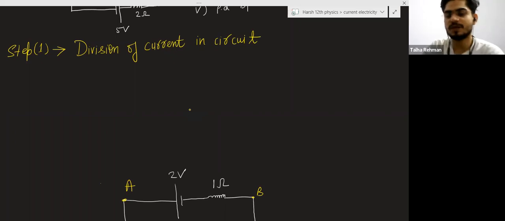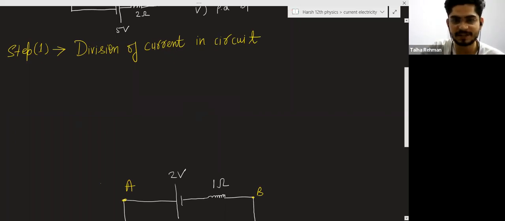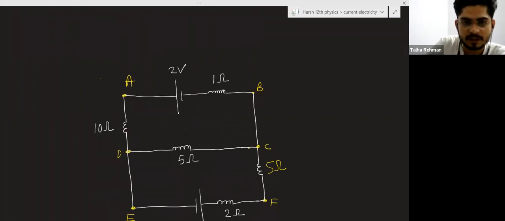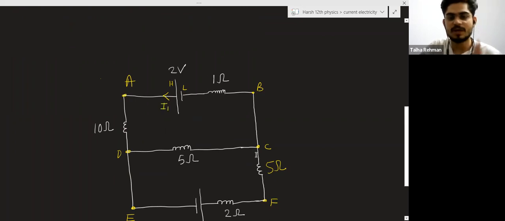You have to assume the current first and divide that current in the circuit. So I am supposing that this is the higher potential and this is the lower, and so current is flowing like this. Suppose I1 current is flowing from here, and you can see this wire, this wire, this wire, this wire is the same.